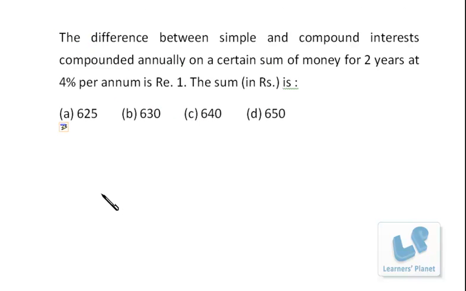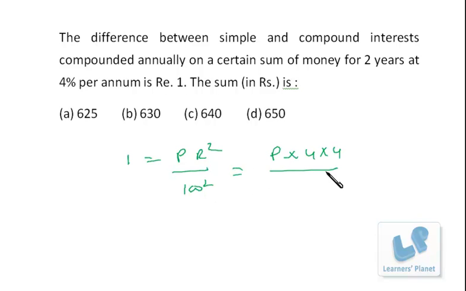Now let's see this problem, where we just have to put the values in the formula. The difference between simple and compound interest compounded annually on a certain sum of money for 2 years at 4% per annum is 1 rupee. What is the sum? It's just a recap of a formula. I think you can try this problem on your own. CI minus SI for 2 years is 1 rupee, and that is PR square by 100 square. So it's P into 4 into 4 by 100 into 100. We just have to calculate the principal.